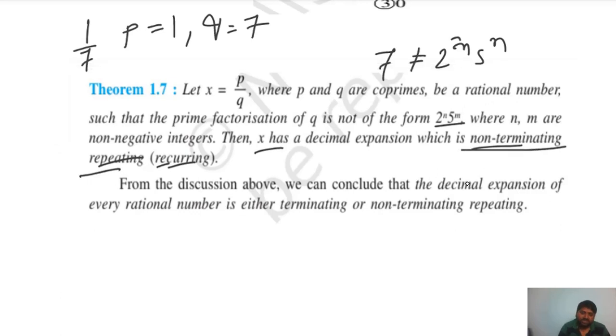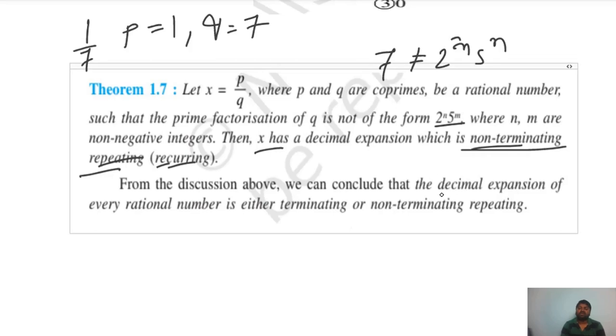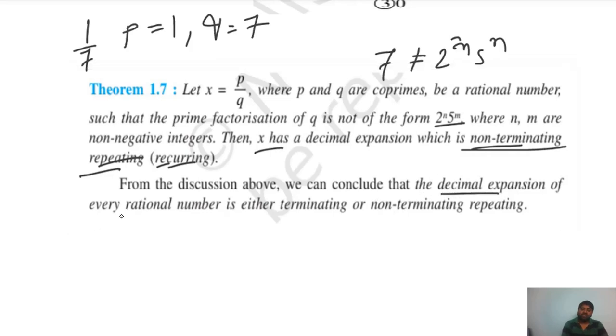From the above discussion, we conclude that the decimal expansion of every rational number is either terminating or non-terminating repeating. In class 9 we discussed this. If you cannot remember it from your previous class, you can go to our YouTube channel, go to our playlist and see the class 9 videos.